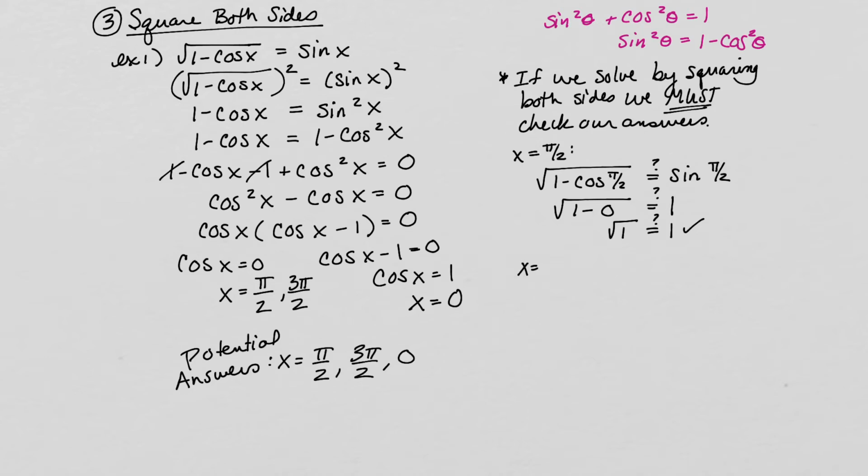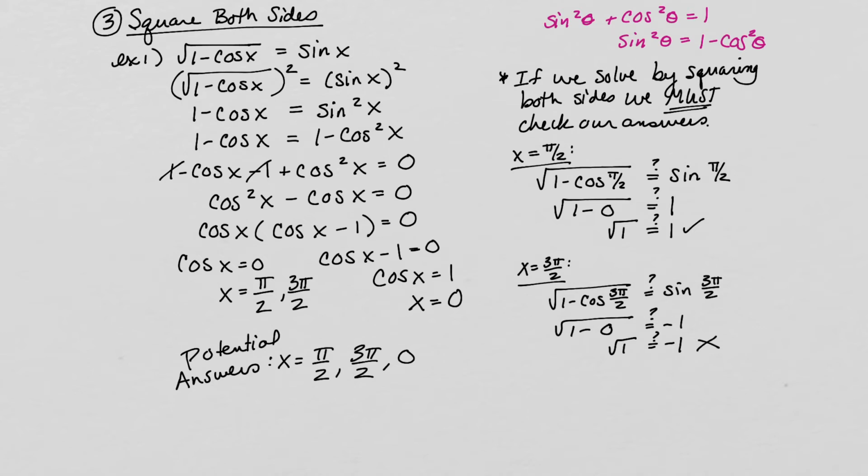So now we're going to check x equals 3 pi over 2. Same thing. Square root of 1 minus the cosine of 3 pi over 2. Is that equal to the sine of 3 pi over 2? Okay, so what's the cosine of 3 pi over 2? Okay, 0. So 1 minus 0. Is that equal to the sine of 3 pi over 2? Yeah, negative 1. So now we want to know, is the square root of positive 1 equal to negative 1? No, right? So this doesn't work, which means 3 pi over 2 is not going to be one of our final answers.